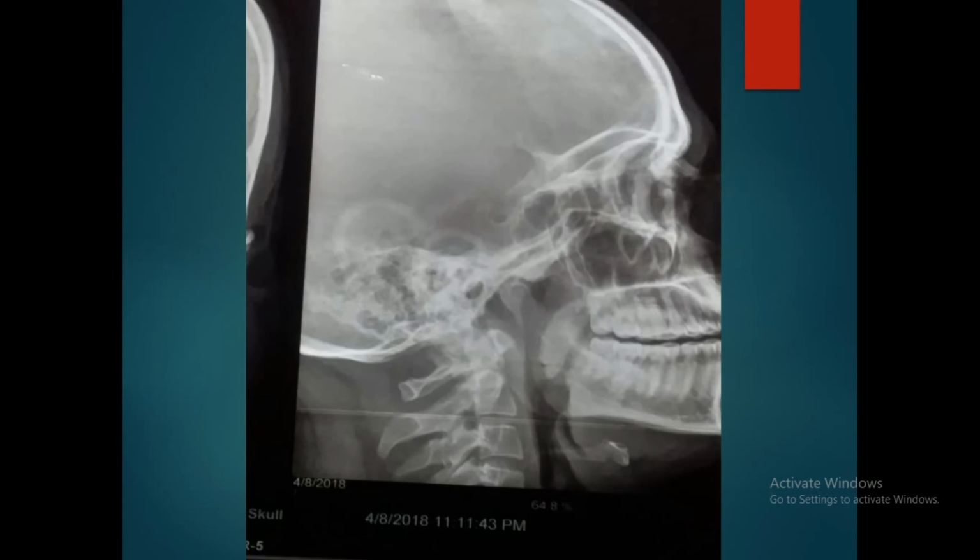This is the plain X-ray, Schuller's view, showing a pneumatized mastoid air cell. This is the dural plate. This is the external auditory canal, and we can see the condyle of the mandible forming the temporomandibular joint.